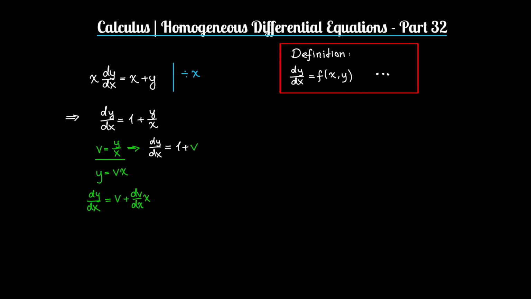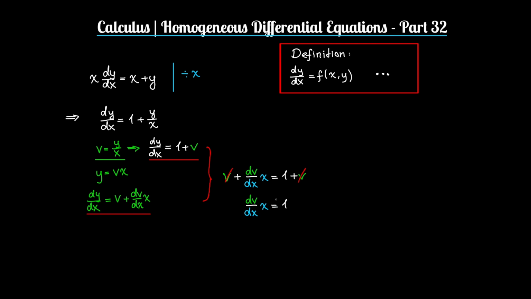So now I want you to notice one thing. We have two different expressions for dy dx. One right here, 1 plus v, and another one down here that we just got using the substitution. So if both of these expressions are equal to dy dx, that means I can technically just equate them to each other. So now we have v plus dv dx times x is equal to 1 plus v. And I think we can all agree the v's can simply be cancelled out. So what we have left is dv over dx times x equals to 1.